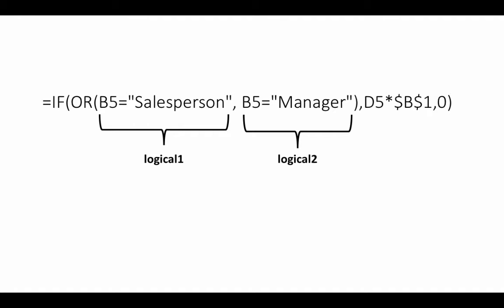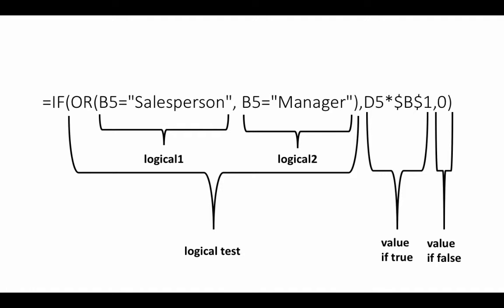Now, in the IF function, if the logical test returns true, then it performs the operation defined in the value if true area here. In this instance, it multiplies D5 by the absolute reference of B1. B1 is the sales commission, and column D is the sales made by that person. And if the logical test returns false, so the employee's role equals neither salesperson nor manager, the value if false for the IF function is 0.